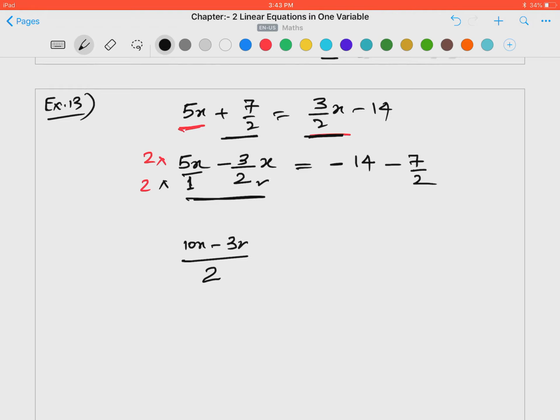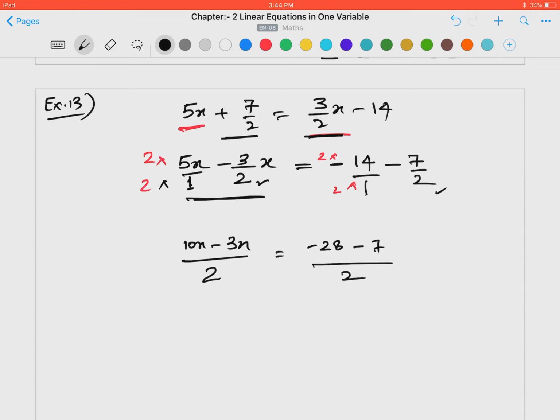equals, similarly assuming 1 here, take the LCM of 1 and 2, which will be 2. So in order to make 2 here, we have to multiply by 2 here and also 2 in the numerator. So this will become 2 with the common base of both numbers, and here will be minus 28 and minus 7, because here is already 2, so we don't need to multiply anything here.